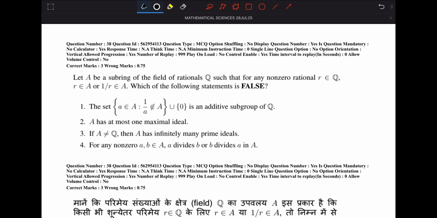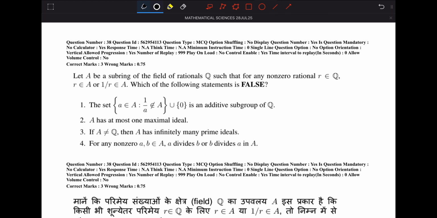Okay, let us move on to the next problem. Problem number 4113. Let A be a subring of the field of rationals Q such that for any non-zero rational r, we have r belongs to A or 1/r belongs to A. Which of the following statements is false?